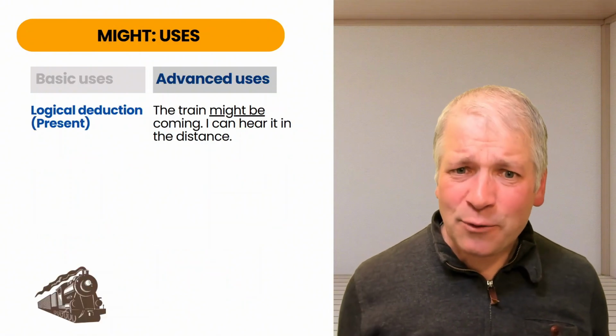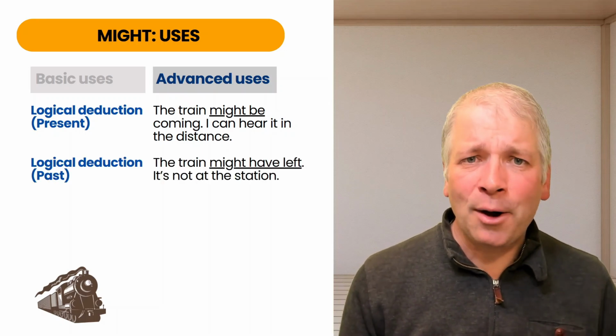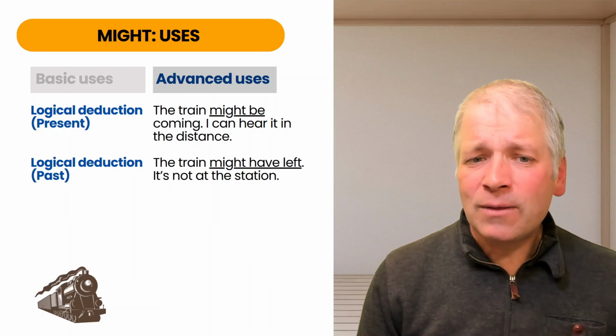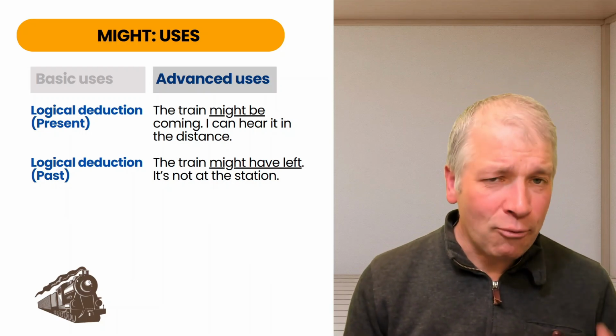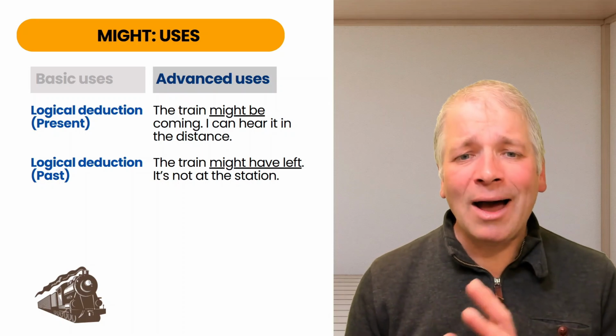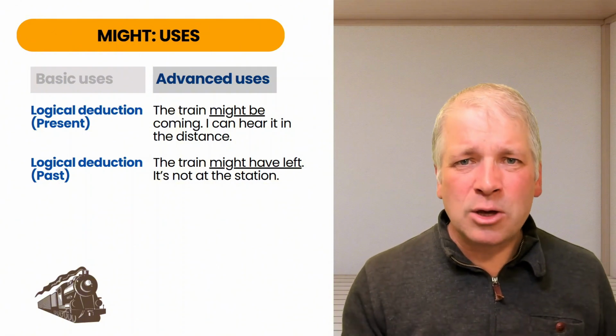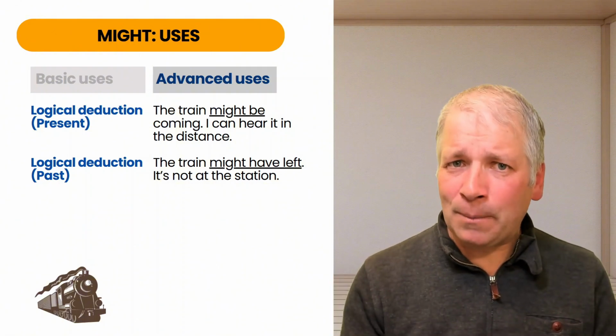At a more advanced level, we use might for logical deduction in the present and in the past. But as with could, there's a difference grammatically. With present logical deduction, might be. The train might be coming. I can hear it in the distance. So this is something happening now. So use might be. I think this is a possibility.